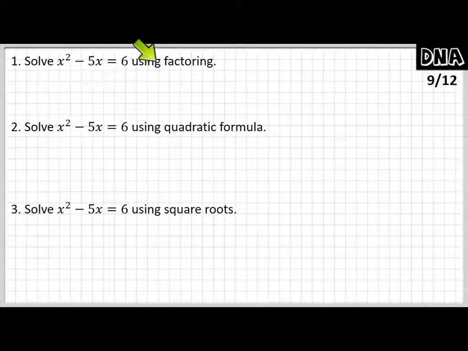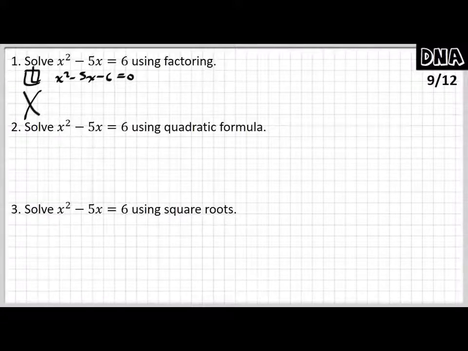All right, looking at this first one, if you want to solve this using factoring, it has to equal 0, so we're going to have to subtract 6 from both sides first. And so it's going to be x squared minus 5x minus 6 equals 0. Then you do your factoring thing, big X or a box, whatever you like to do. It doesn't matter. You're going to get x plus 1 and x minus 6.